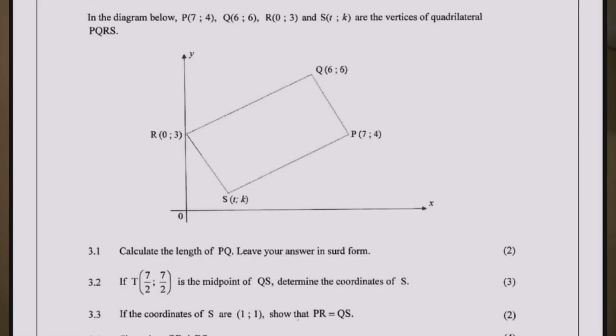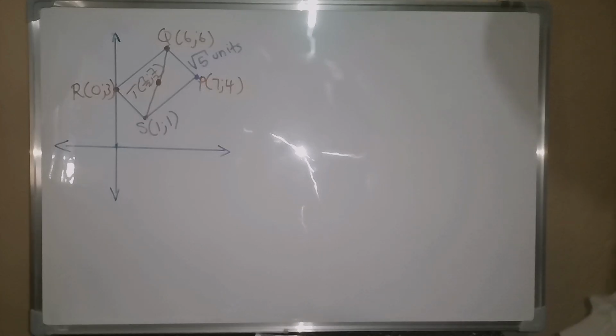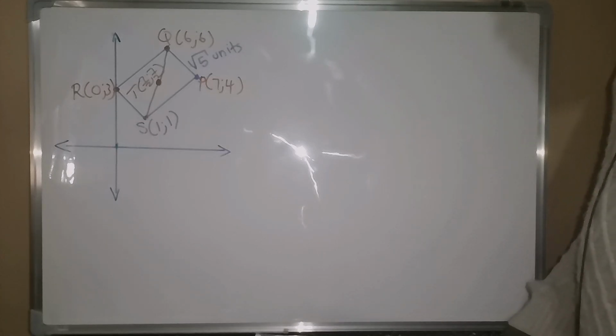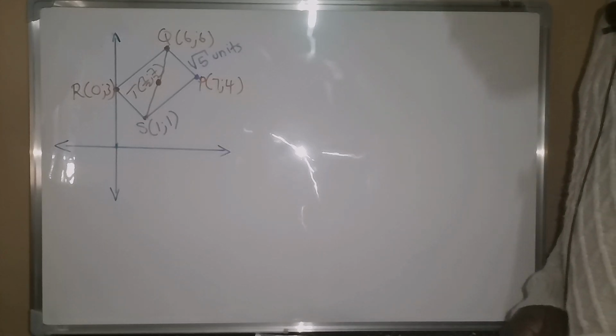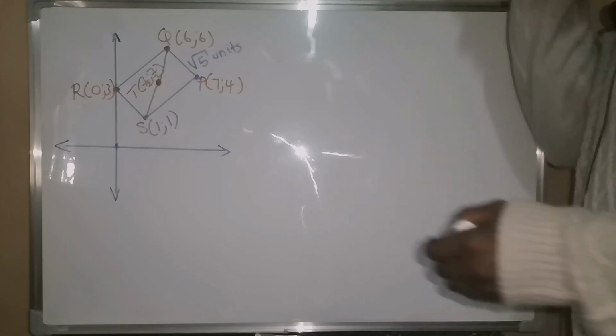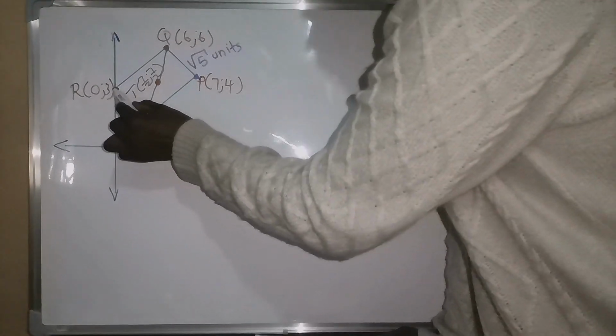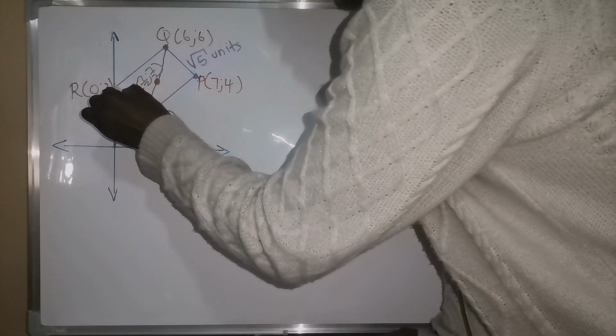Now, if the coordinates of S are 1 and 1, okay, we just found the coordinates of S are 1 and 1. Now they are telling you, show that PR is equal to QS. Where's PR? Here's my PR, line PR. So from this point to this point.